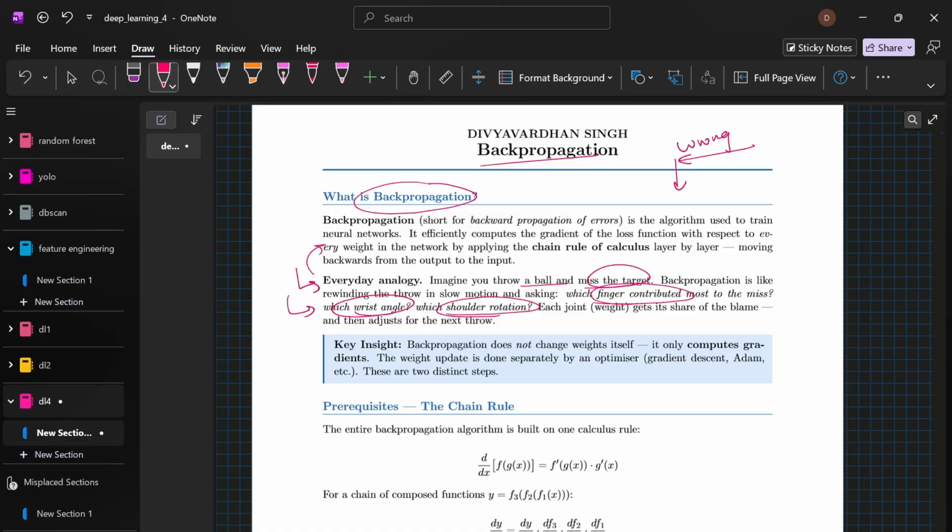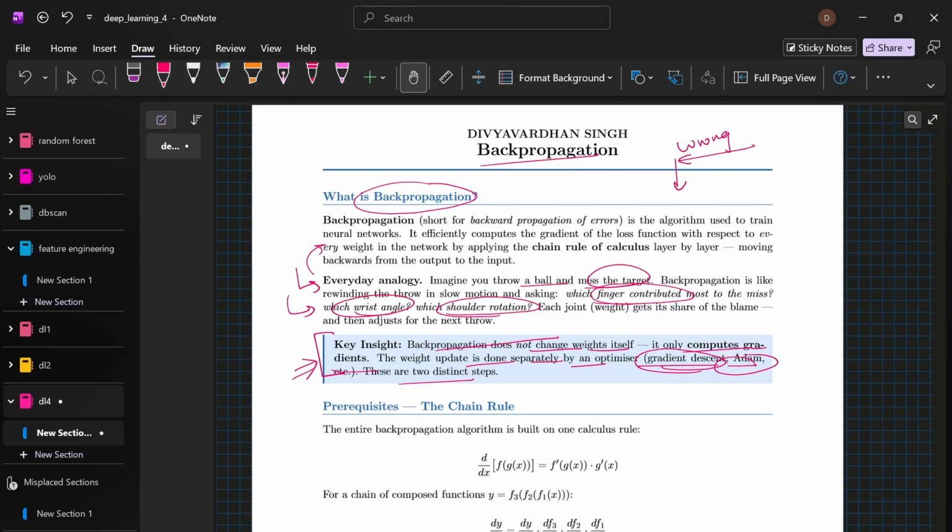Now here is one thing that you need to remember that is super important. Backpropagation does not update the weights itself. It calculates the gradient, meaning it figures out the direction and the amount of change needed. The actual updating is done by the optimizer, like gradient descent or Adam.